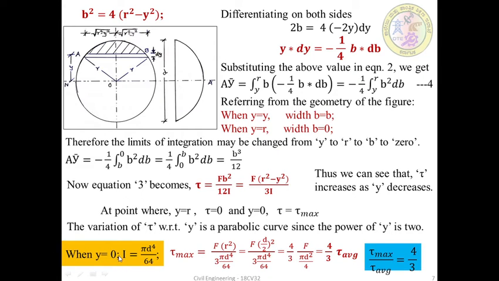So when you put y equal to 0 and I equal to pi d to the power of 4 divided by 64, we got the value of tau maximum equal to this much. So tau maximum to tau average is given by 4 by 3, or tau about the neutral axis to tau mean is obtained as 4 by 3. Here, after substituting, we got the value in the form of 4 by 3 F divided by pi d square divided by 4. From the definition of stress, force divided by area, the force is F acting and the area of the circular section is pi d square divided by 4.